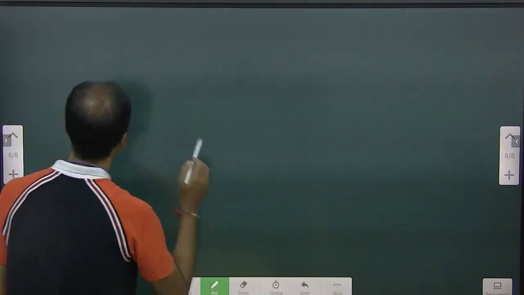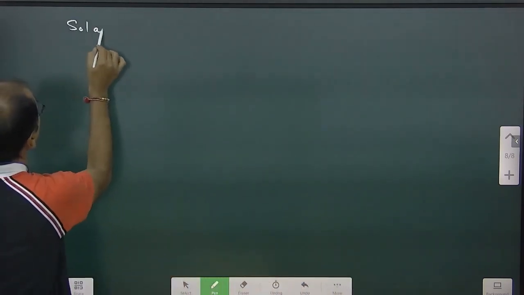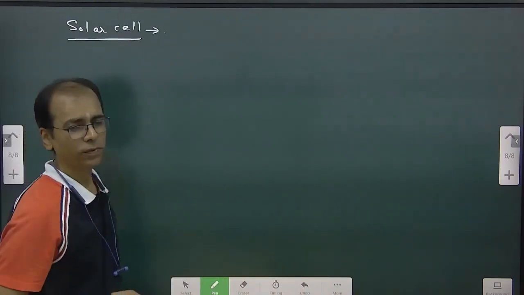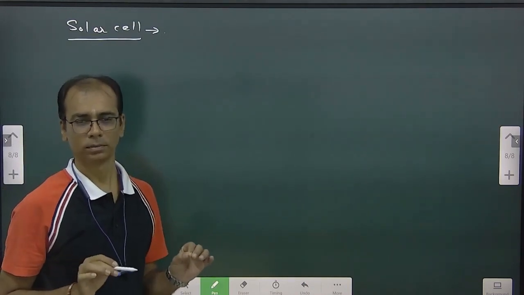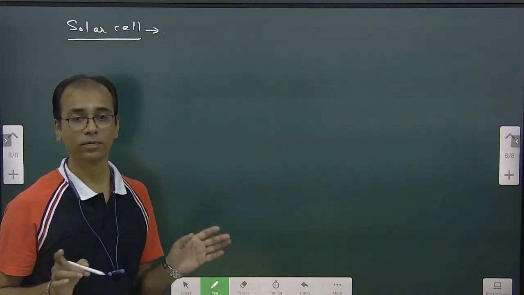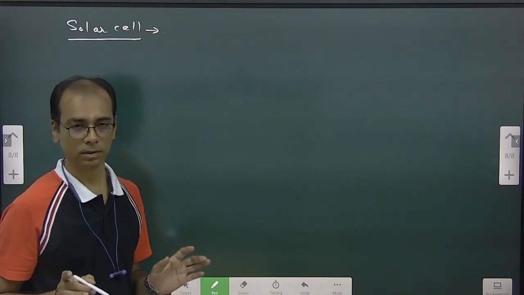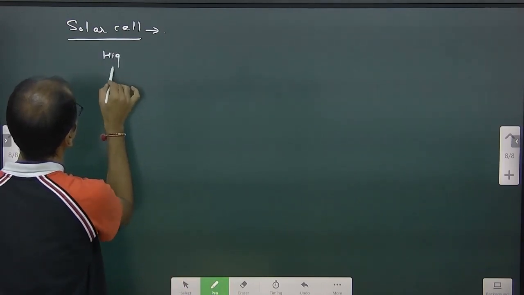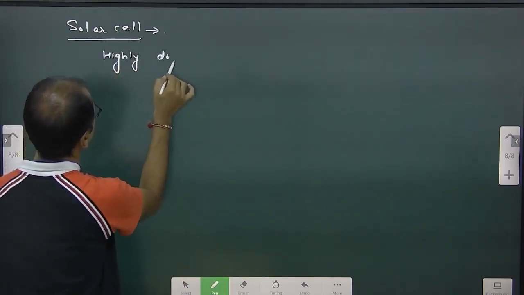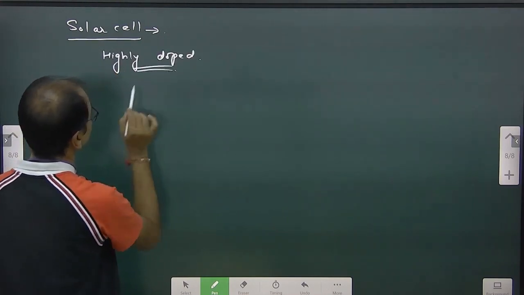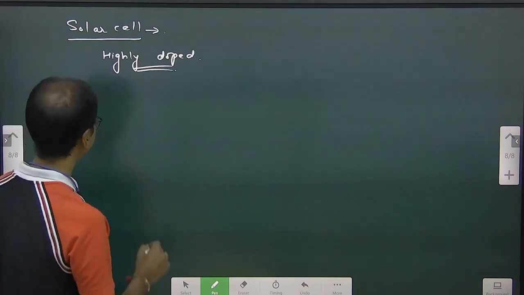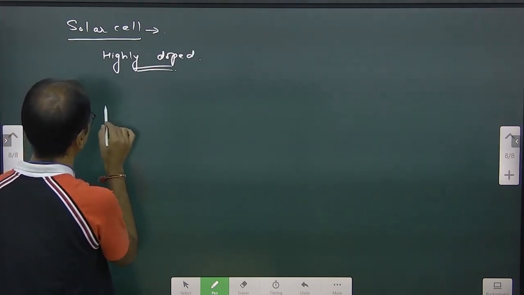Then, now then what? Solar cell. Solar cell also we should see. In solar cell, we have a very highly doped PN junction diode, but it is neither forward bias nor reverse bias. Okay, no battery is connected. Highly doped. Now I have to make a PN junction diode to show you what is happening.